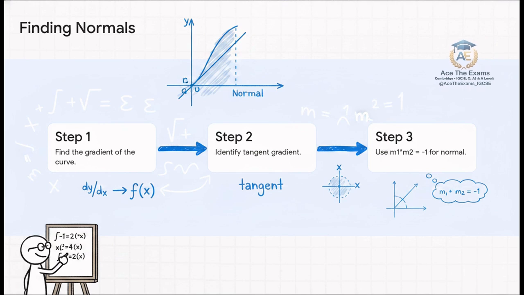Step 1. Differentiate the function to find the gradient of the curve. Step 2. Substitute your given x value to identify the specific gradient of the tangent at that point. Step 3. Here is the key tactical maneuver.